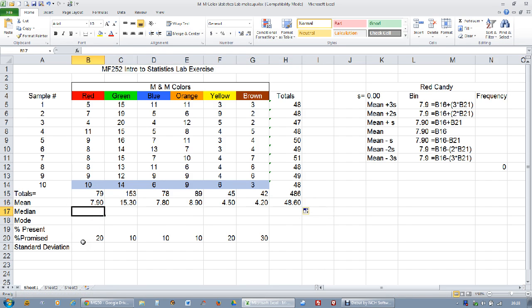The median, that would be the number right in the middle. If we put these all in order, 4 through 11, which number is in the middle? And once again, Microsoft Excel has a function for that. It's simply median, and once again, and then we can drag that across. So what number is used the most? I'm sorry, what number is right in the middle?